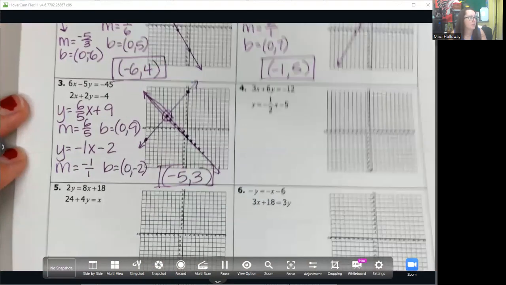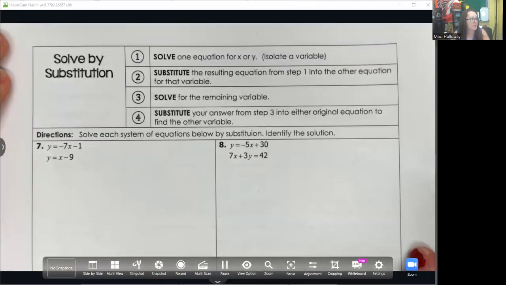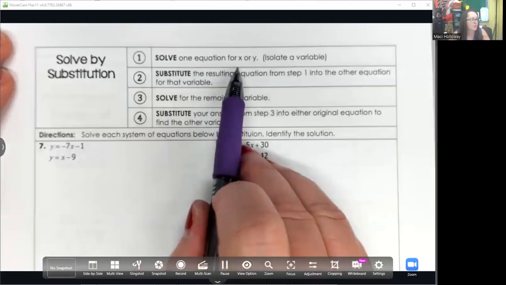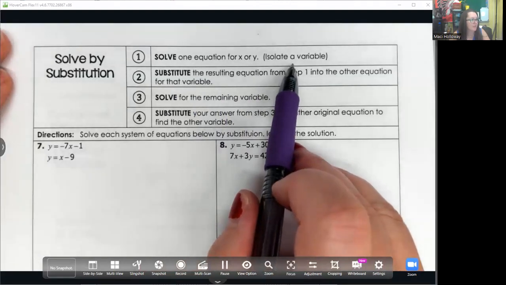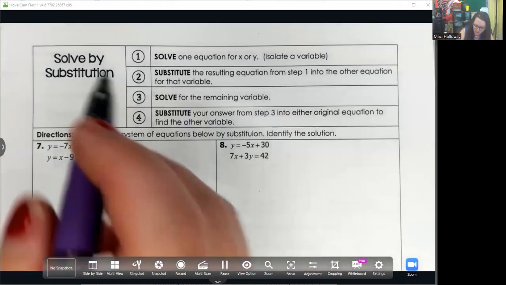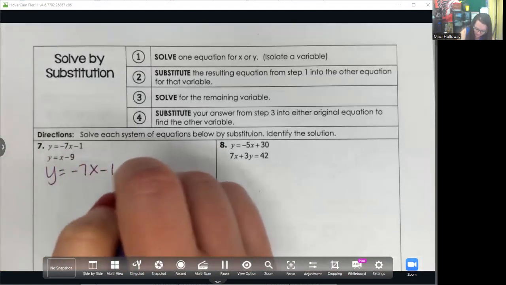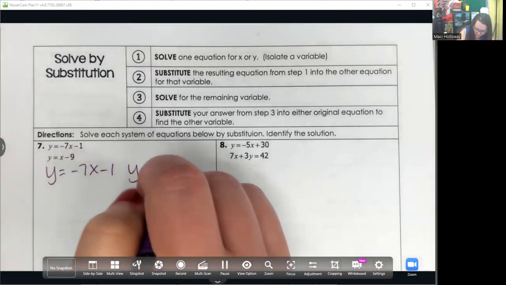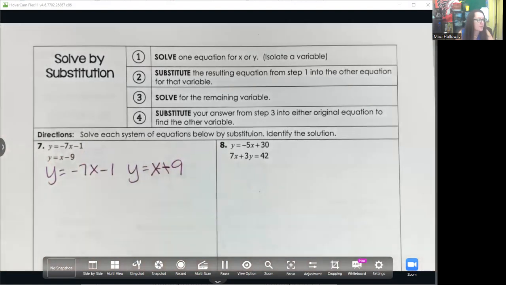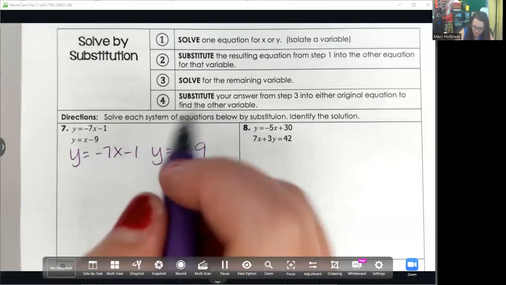So let's flip it and we'll talk about solving by substitution. We're going to do a couple of these. This is our next page. Solve one equation for x or y. So we're going to isolate a variable, and then we're going to substitute into the next equation. So I like to write these next to each other first, and then substitute. So it looks like they're both already solved for a variable, so that's good.